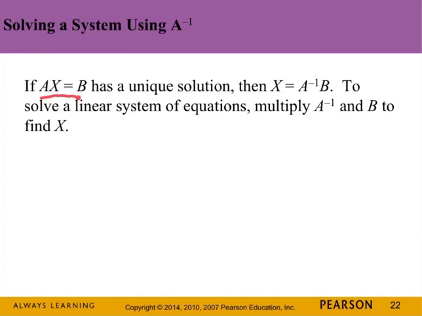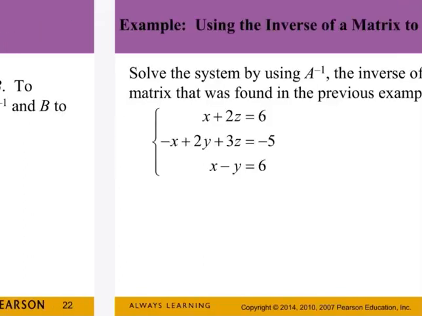So to transform this to solve for X, again, we left multiply both sides by A inverse. Remember, A times A inverse would be identity. Identity times X would just be X. And then on the right-hand side, we would have A inverse times B. So to solve a linear system of equations, multiply A inverse and B to find X. All right, let's keep going.